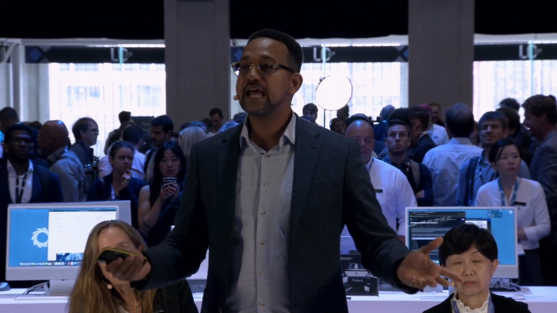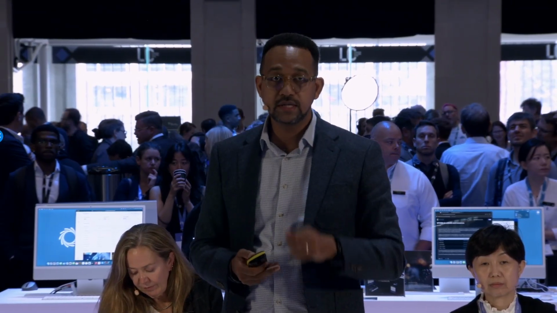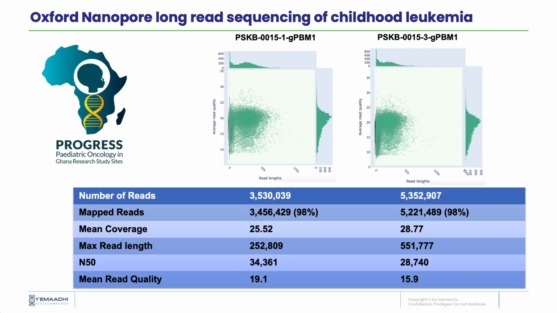So what we're trying to do now is, can we leverage long-read sequencing on nanopore to improve outcomes in children with cancer? It starts off by understanding the disease. Hardly any children with leukemia in Africa have ever been sequenced. So we've begun doing long-read whole genome sequencing. This is just one example of a child sequenced; these are 2 children.